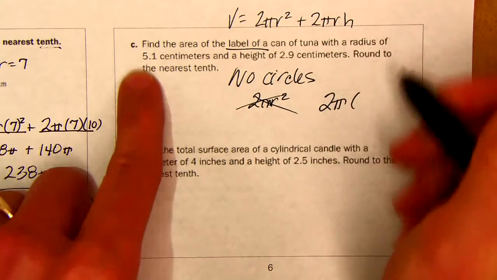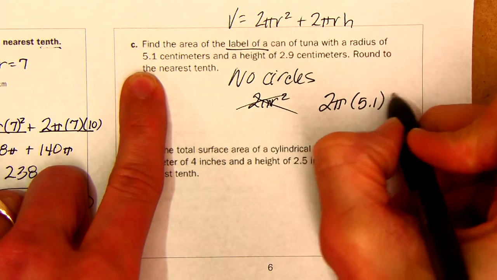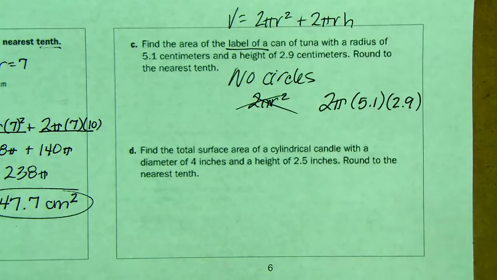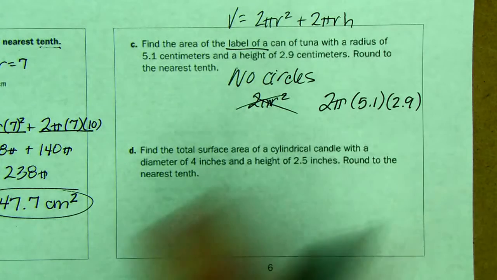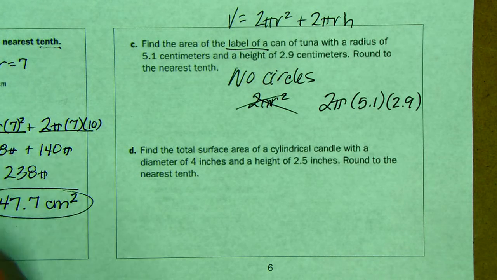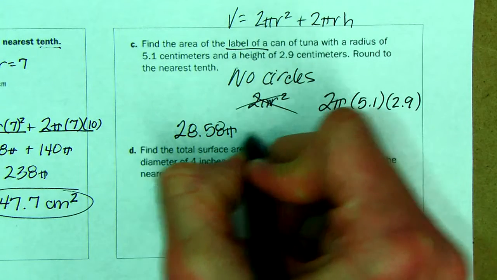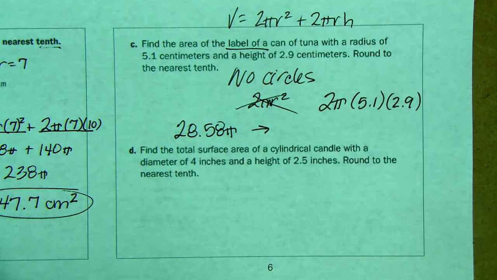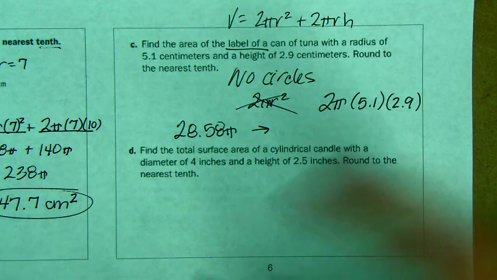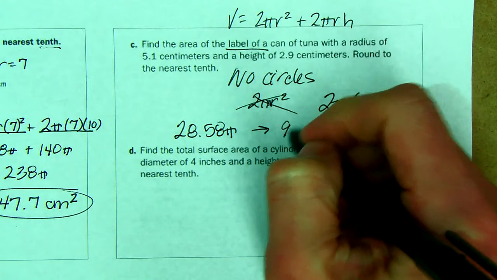Okay, and now we got decimals in there. So 5.1 times 2.9 times 2 is going to give me 29.58 pi, which we then multiply by pi and round. So 92.9 centimeters squared. All right.